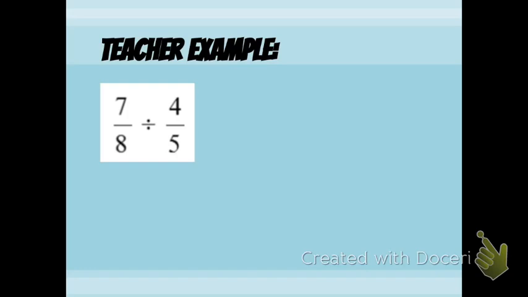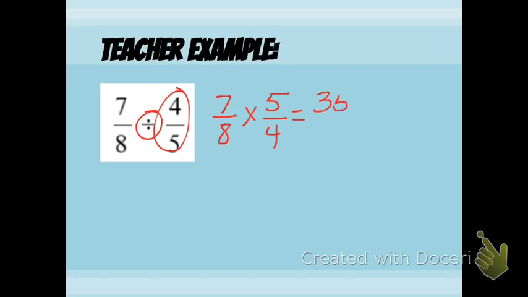Okay, so we have 7/8 divided by 4/5. So we're going to keep the first fraction the same, and it will be 7/8. We're going to change the divide to multiply. And what are we going to do to 4/5? Flip it to 5 over 4. And that's the reciprocal. You're right. All right, 7 times 5 is 35. 8 times 4 is 32.